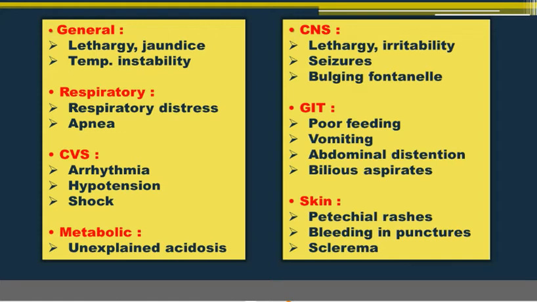The cardiovascular system is involved by arrhythmia, hypotension, and shock. Metabolically, it will cause unexplained acidosis. The CNS is involved by lethargy, irritability, seizures, and bulging fontanelle, which are manifestations of meningitis. The GIT is involved in the form of poor feeding, vomiting, abdominal distension, and bilious aspiration. The skin is involved by petechial rash due to thrombocytopenia, bleeding from puncture sites, and sclerema.